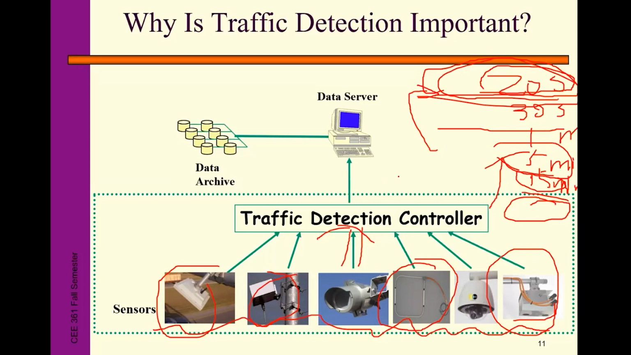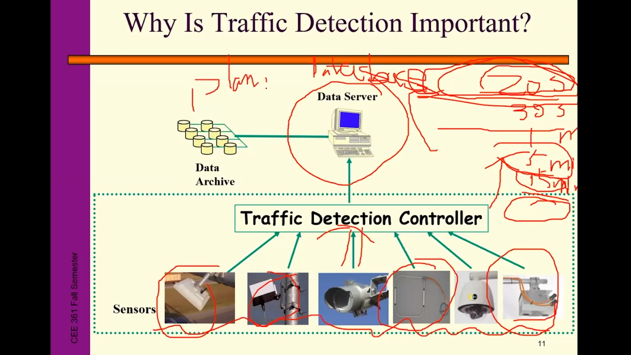When you have the data aggregated into a certain time interval, those data are sent to the data server, and we use a database to manage a large amount of data. Those databases provide functions for real-time traffic data query, and we can also archive those data for long-term planning purposes, so we can use the data later for transportation planning.